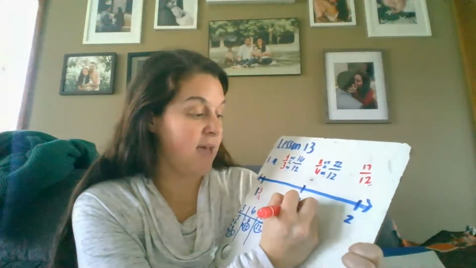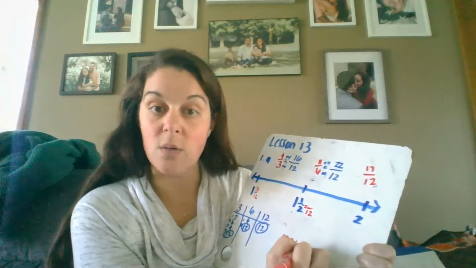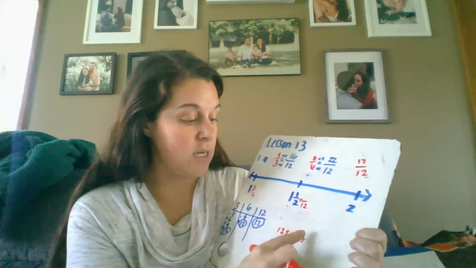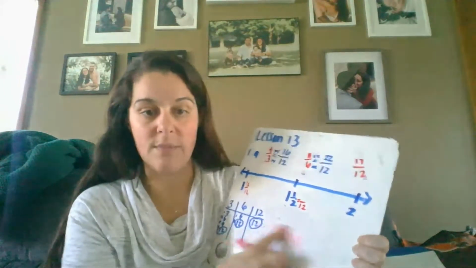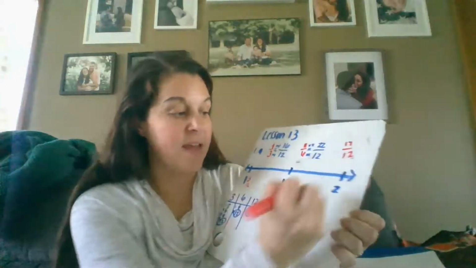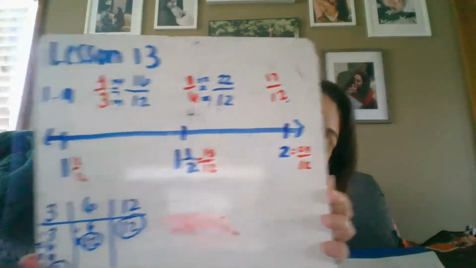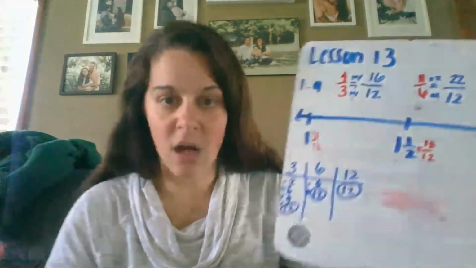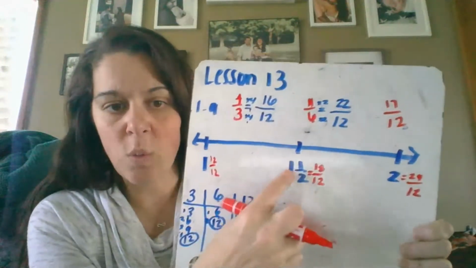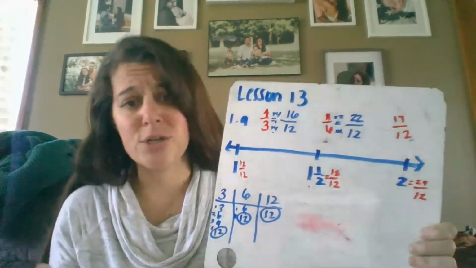So what that means is that this one's going to look like 12 plus 6 equals 18. I'm going to erase that. So I know that 1 and 1/2 equals 18/12. And then 2 is 12 plus 12, which is 24/12. So it's just taking the information that we already know in our brains and using our math, our adding, to figure out what goes where on these number lines. Now, can we plot them? You bet your bottom dollar we can.